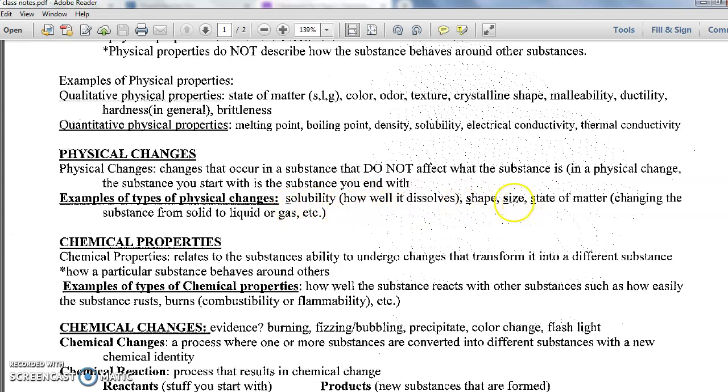Changing the size of something, breaking it into smaller pieces. If you have a glass window and the window breaks, you still have the glass. You've just changed the size. It hasn't changed into anything new. Now notice that a change of the state of matter, producing a gas or a liquid freezing back to a solid, water freezing into ice, is a physical change.